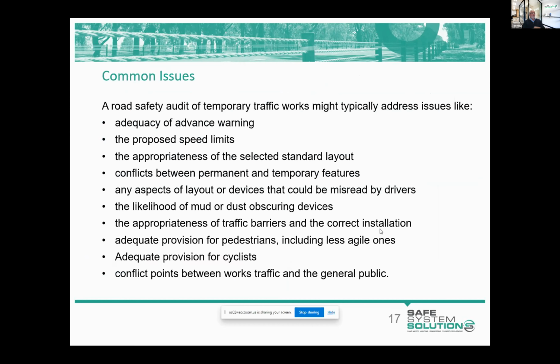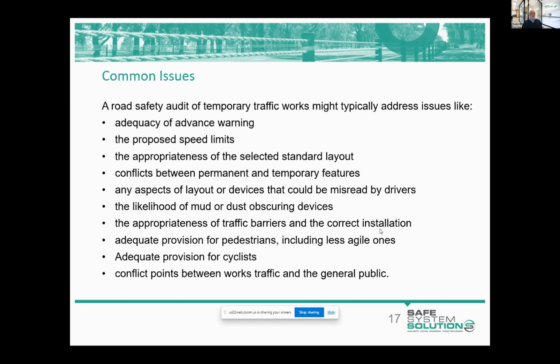Common issues: the adequacy of the warning signs, the proposed speed limits, and I've probably covered a lot of these off with my earlier spiel on when and why. But the conflicts between the permanent and temporary features, the likelihood of mud and dust obscuring the devices, have they been cleaned properly? And the day and night inspection will tell that. A sign during the day may look okay. At night time, it may not even show up in the headlights because of the mud or dust.